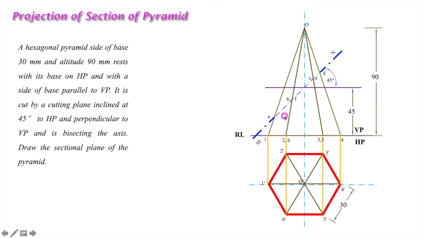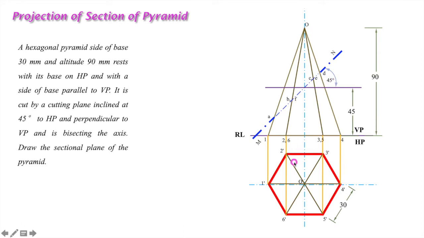After cutting, they give the names of these points A, B, C, D, E, F, G. So these are not 1, 2, 3 or 1 dash, 2 dash; new points have been generated there. These are the points. Now you look: this point A lies on the slant side 1O. Point B lies on 2O. Point F lies on 6O, and so on.